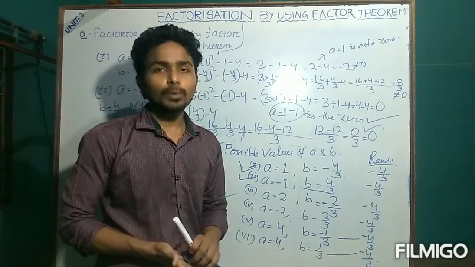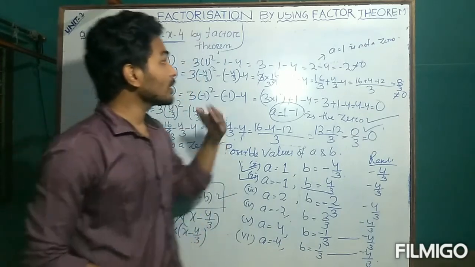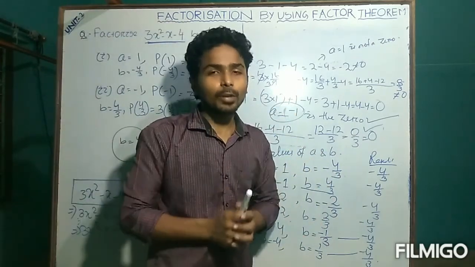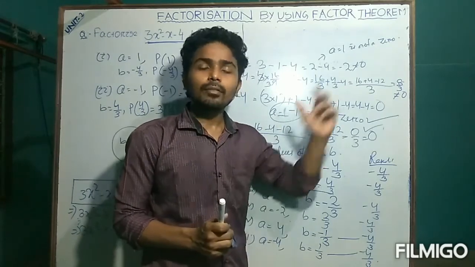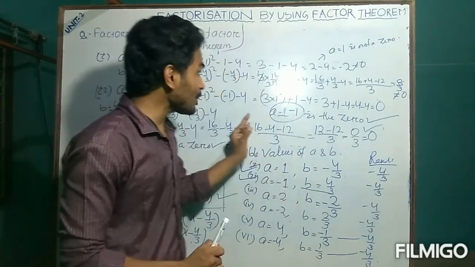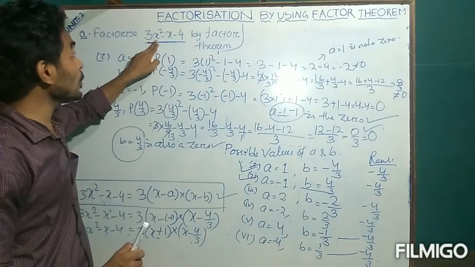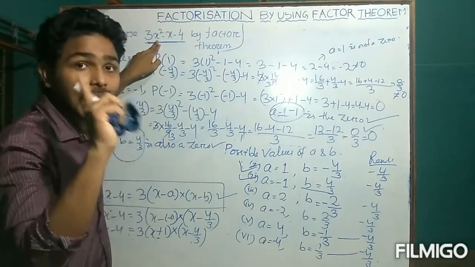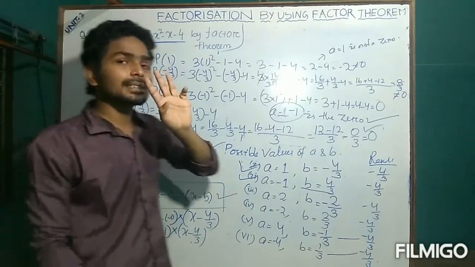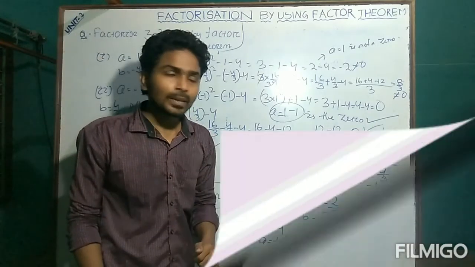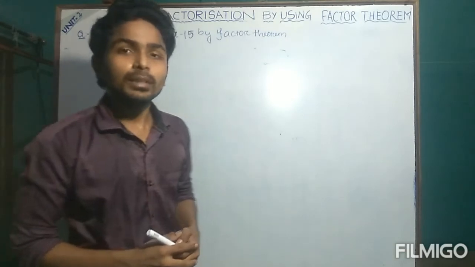You can use this process to find the factors of a quadratic polynomial using the factor theorem. But in this type of question, you have to first convert the coefficient of x squared to be 1. How? By taking 3 as common. Okay, so now coming to question number 2.